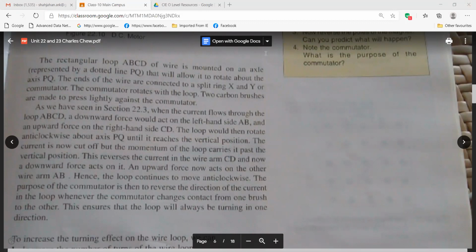No, can you explain again? Carbon brush. Yeah, carbon brushes.